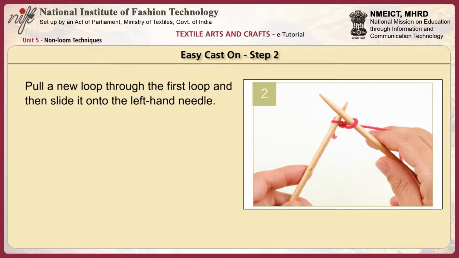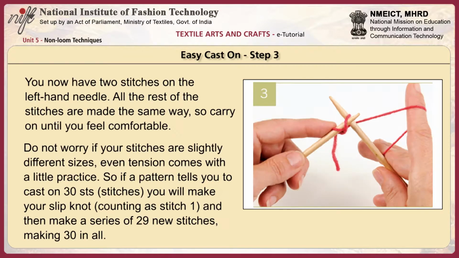Pull a new loop through the first loop and then slide it onto the left hand needle. You now have 2 stitches on the left hand needle. All the rest of the stitches are made the same way, so carry on until you feel comfortable. Don't worry if your stitches are slightly different sizes. Even tension comes with a little practice.